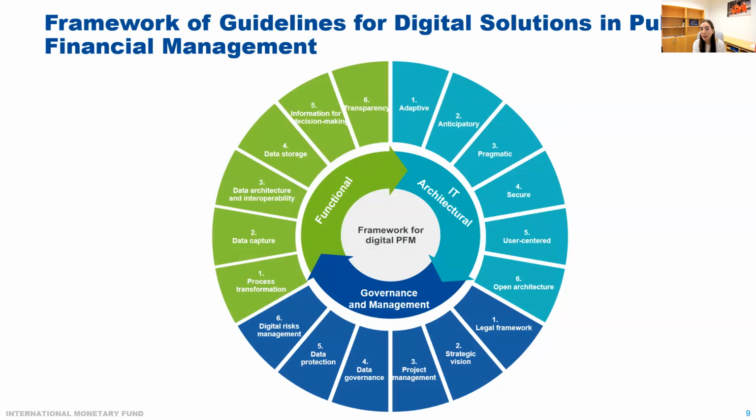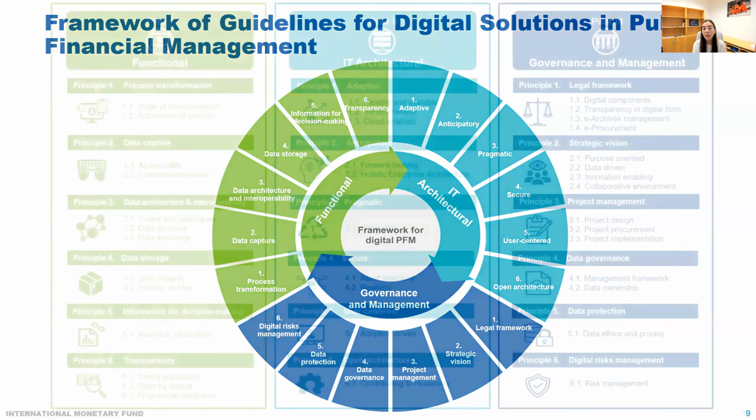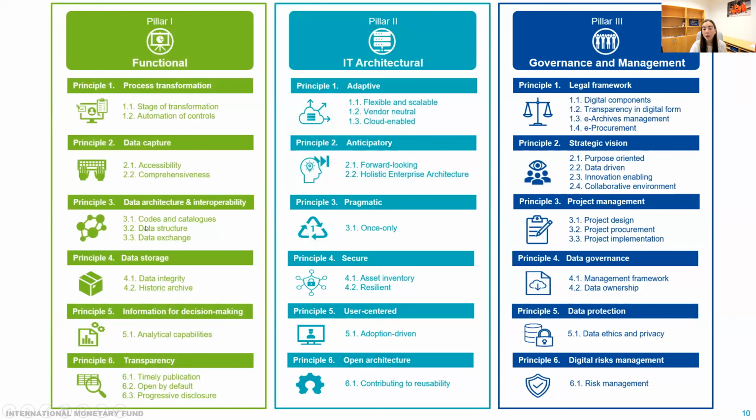In our framework of the guidelines for digital solutions in PFM, for example, and just to give a context, data exchange is within the data architecture and interoperability within the functional attributes. Our framework covers functional, IT architectural, and governance and management attributes. And as you can see here in principle 3, we mention the codes and catalogs, the data structure, and data exchange. So giving you this context of why there are different parts of this setup to enable data exchange, we can see that these are elements that we need to look at.